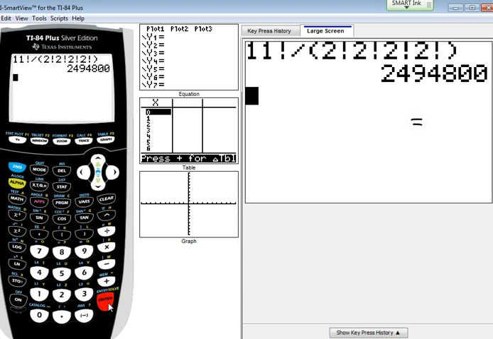Okay, there we go. So we should get the answer. And that's very different if you did not put the parentheses. If you didn't, you got 18,000. 18 million.